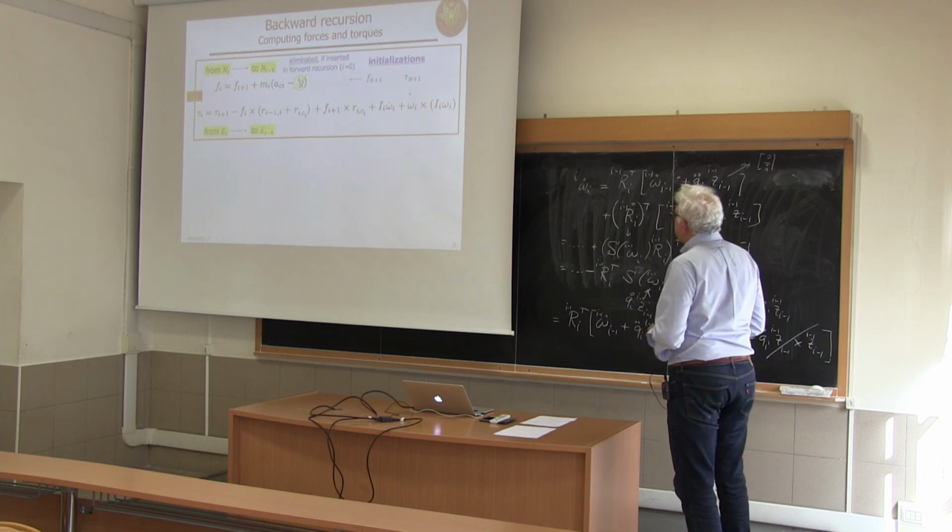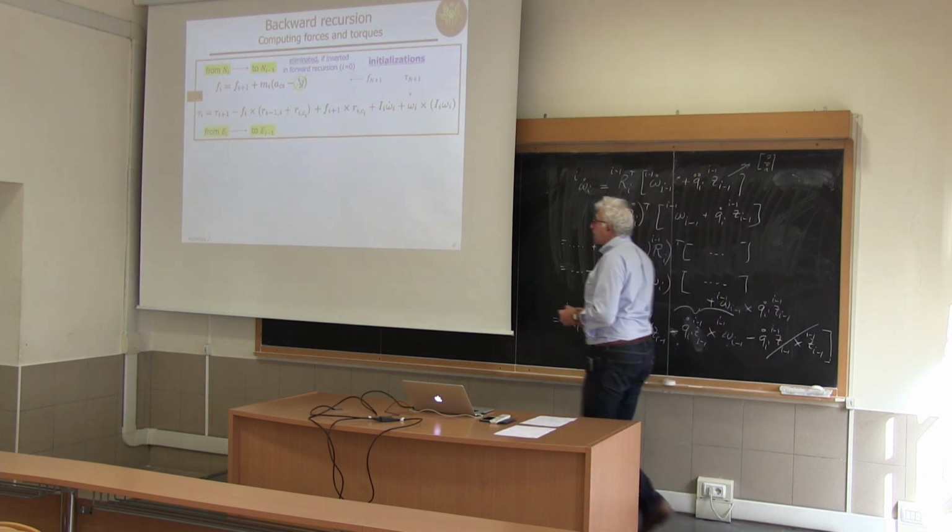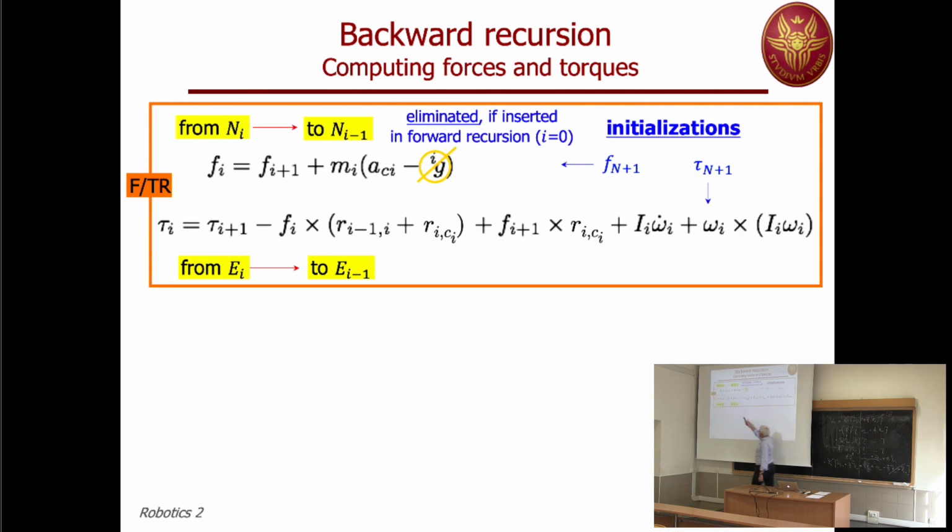Okay? Now, again, we have to initialize this. So the force recursion, these are called FTR, so F bar T, so recursion of forces and torques. You know, this is another label that we'll use when we write down the whole algorithm. So how do we initialize this? We need to initialize only the forces and torques exchanged with the body n plus 1. But the body n plus 1 is not there. This is the end of the robot. It's the end effector. So these are typically initialized to 0.